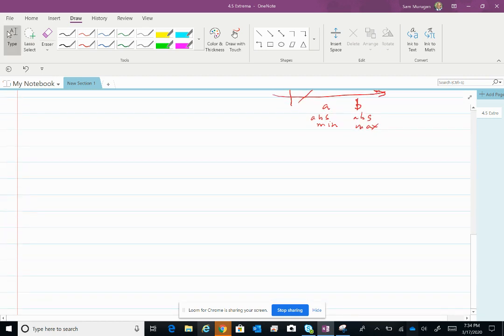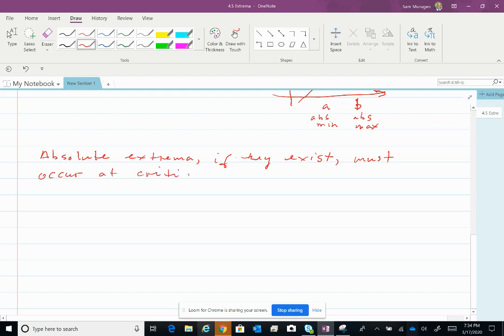Now further, absolute value extrema, if they exist, must occur at critical numbers or endpoints.